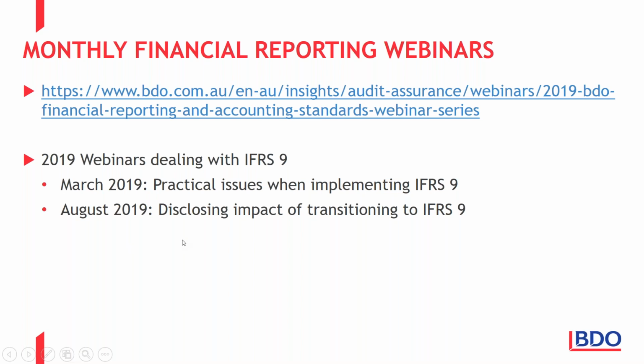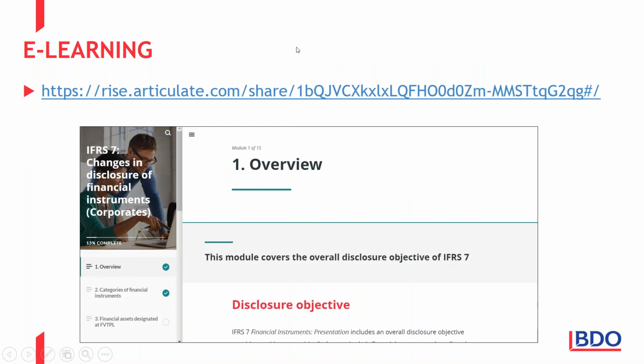So there's a lot of webinars available that can assist you around IFRS 9. We've also launched e-learning, and in particular, there's an e-learning course, and the link we've provided for you, where you can look at IFRS 7 changes in the disclosure of financial instruments for corporates. In this webinar, we basically look at a lot of examples from those materials. So if you want to look at it in a slightly different format, you could do that. But today we're really talking you through those changes as part of the webinar.